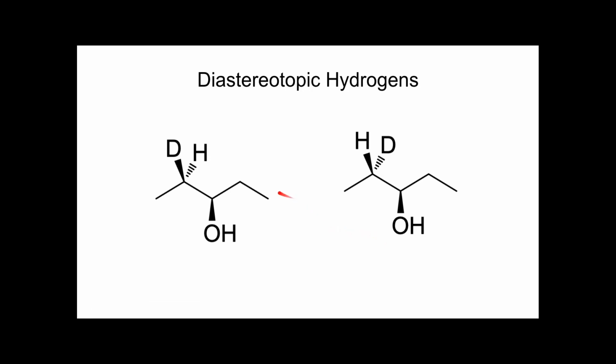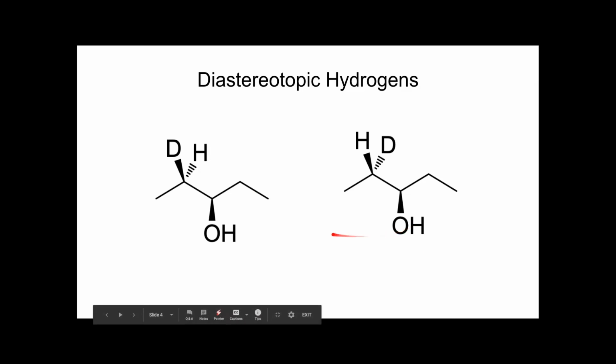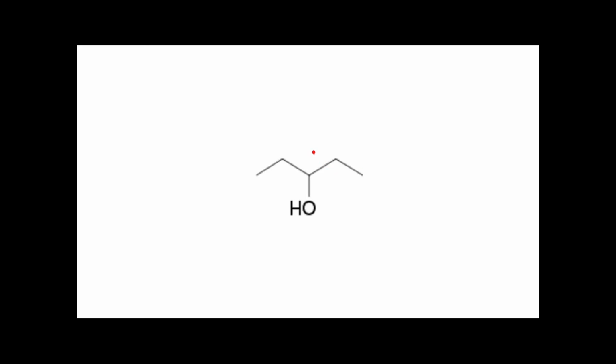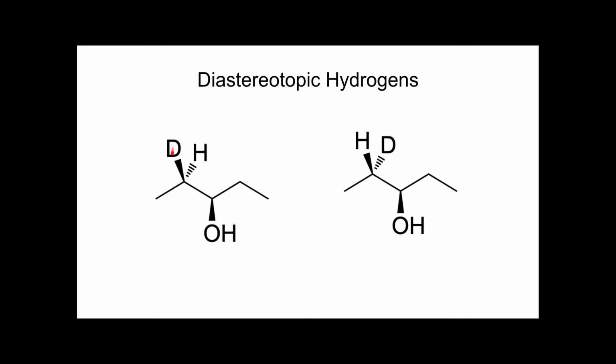Here we have the same molecule drawn out twice. We're going to test for diastereotopic hydrogens. So I'm going to place a deuterium in place of this hydrogen right here, and a deuterium in place of the other hydrogen. And then notice that in the original molecule there are no stereocenters, but once we add a deuterium, we actually create 2 stereocenters in each molecule.